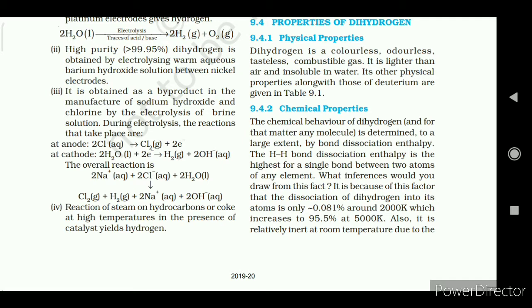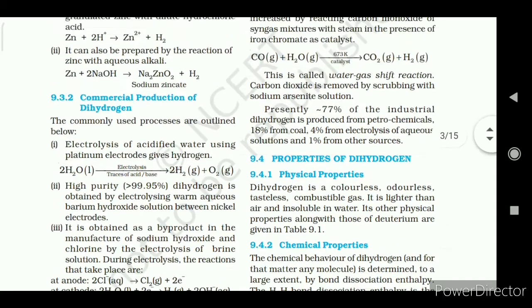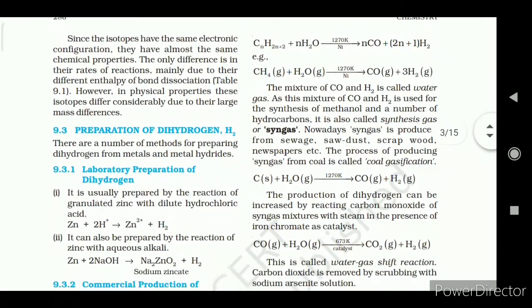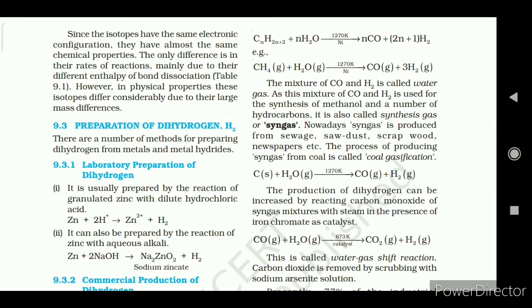Number 4. Reaction of steam on hydrocarbons or coke at high temperatures in the presence of catalyst yields hydrogen. That is, CH4 plus H2O at 1270 Kelvin and nickel as catalyst gives CO plus 3H2. The mixture of CO and H2 is called water gas. As this mixture of CO and H2 is used for the synthesis of methanol and a number of hydrocarbons, it is also called synthesis gas or syngas.